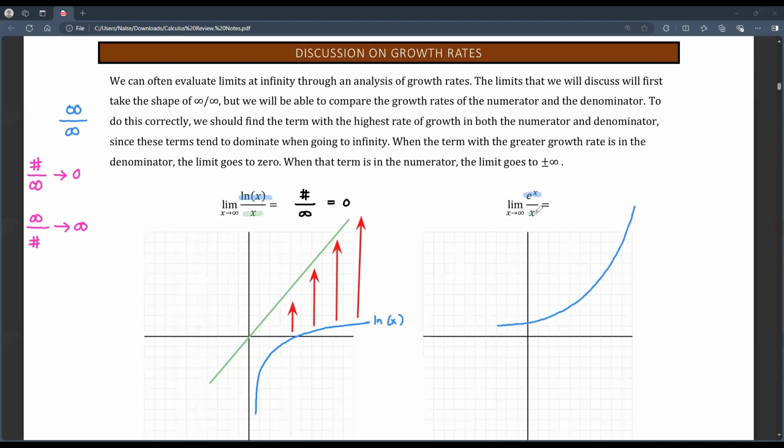In our second case, we have a similar dynamic. The function e to the x power outpaces, or outgrows, the function x. As a result, we end up with a limit that goes to infinity.